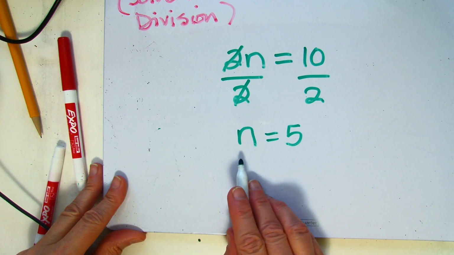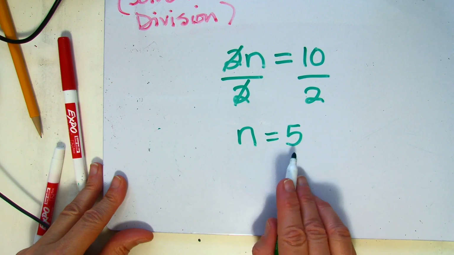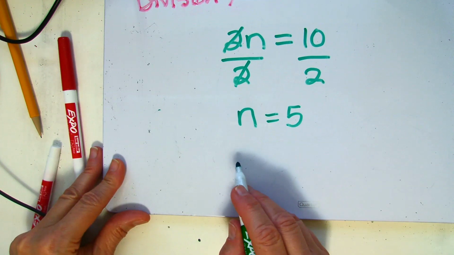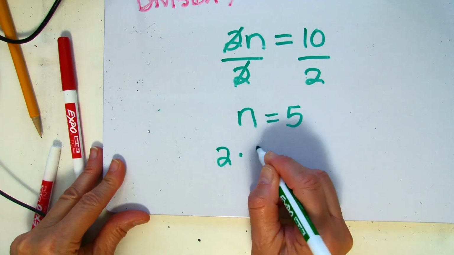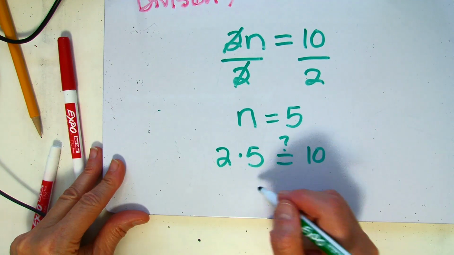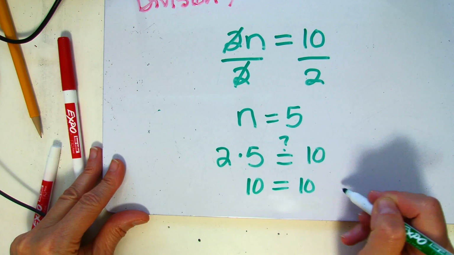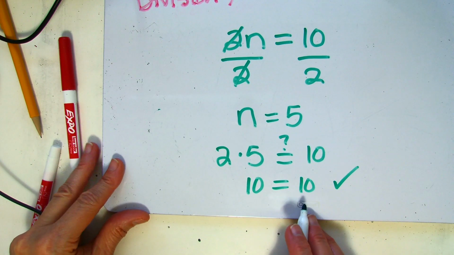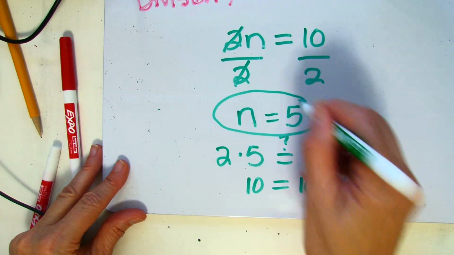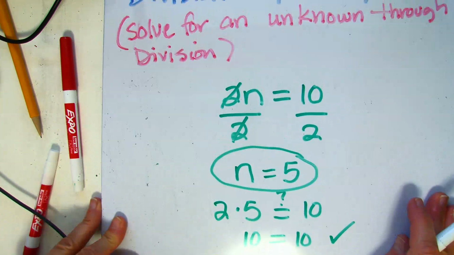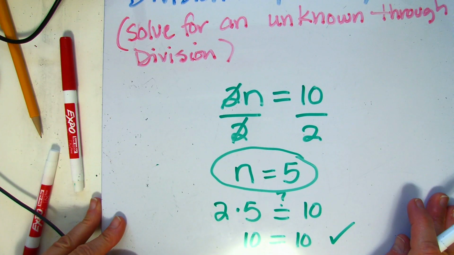The next thing that you should do is to plug in that 5 where n is, just to make sure you've done the math correctly. So 2 times 5, does that equal 10? Yes, it does. So 10 equals 10. This is a true statement or a true equation. That means our solution is 5. And that's basically how you would solve for an unknown through division. But let's go ahead and do 2 more problems.